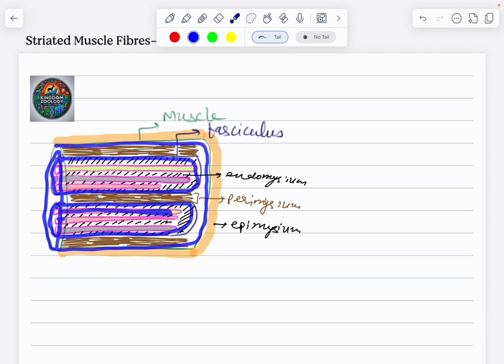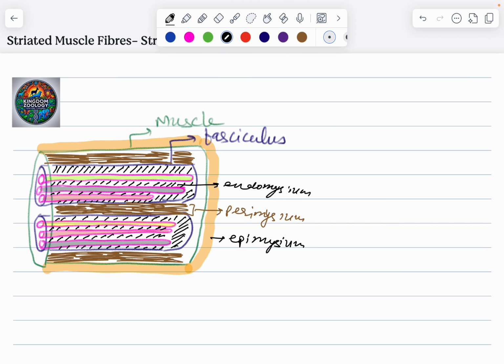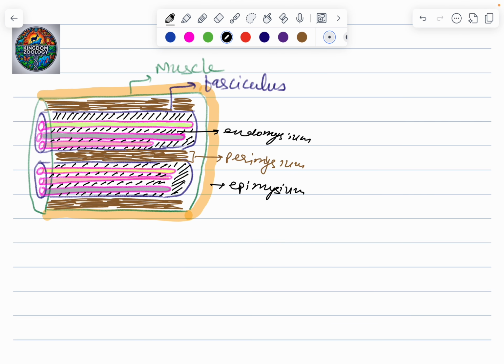So this is what we know till now, that a muscle is a collection of fasciculi, and each fasciculus is a collection of cells called the muscle fibers. How are the cells held together? By endomysium. How are the bundles of the cells held together? By perimysium. And how is the entire muscle covered? By epimysium.